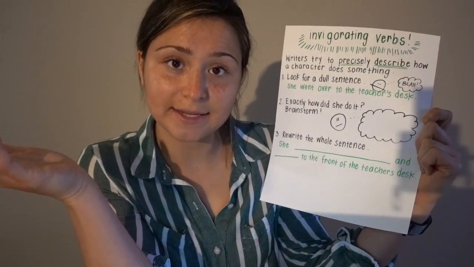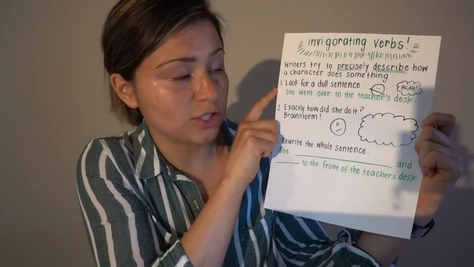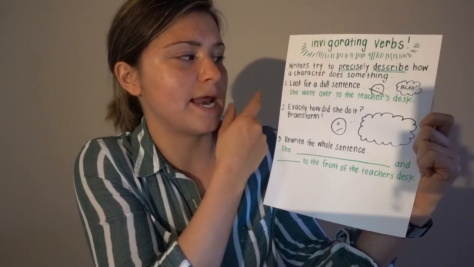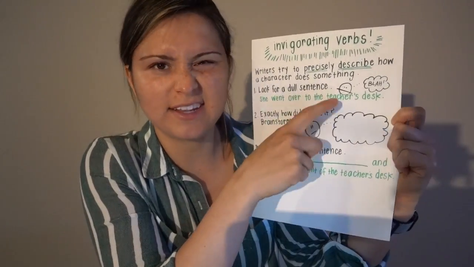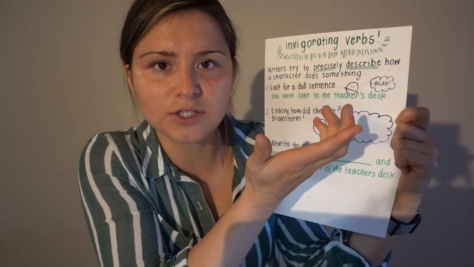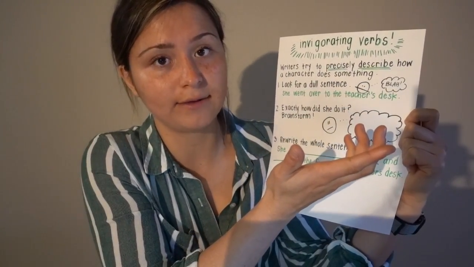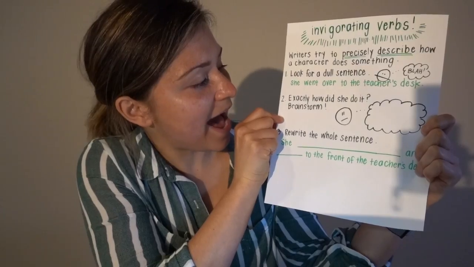So here's what I did. Step 1 is to look for a dull sentence. I went back to my writing and I had this sentence. She went over to the teacher's desk. You can see my face here. Blah, that's not too exciting. It's not too invigorating.